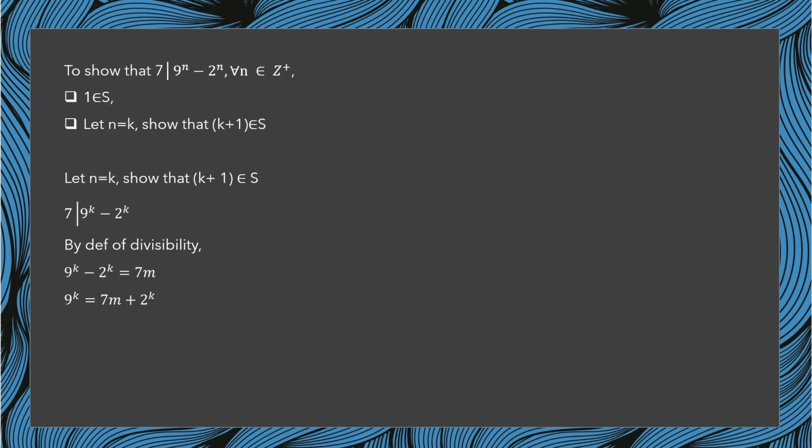For the second property, let n equal to k. Show that k plus 1 is also an element of set S. So we substitute n equal to k. So we get 9 power k minus 2 power k is divisible by 7. So by the definition of divisibility, we can also write it in equation such as 9 power k minus 2 power k equal to 7m. So we transfer 2 power k to the right side and we get 9 power k equal to 7m plus 2 power k.